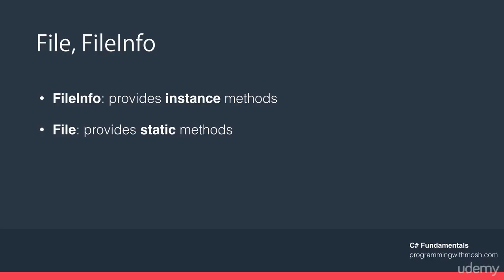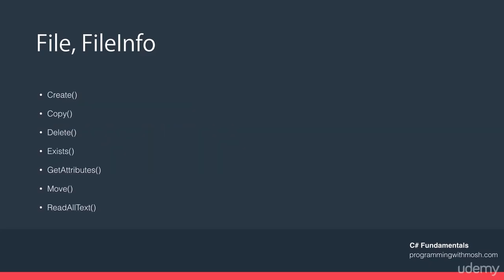But the problem with these static methods is every time you call these static methods, some security checking is done by the operating system to make sure that the current user has access to the file. So if you're going to have a large number of operations, this is going to affect the performance of your application. So in that case, it's more efficient to create a FileInfo class and access all its instance methods. This way, security checking is done only once during creation of a FileInfo object.